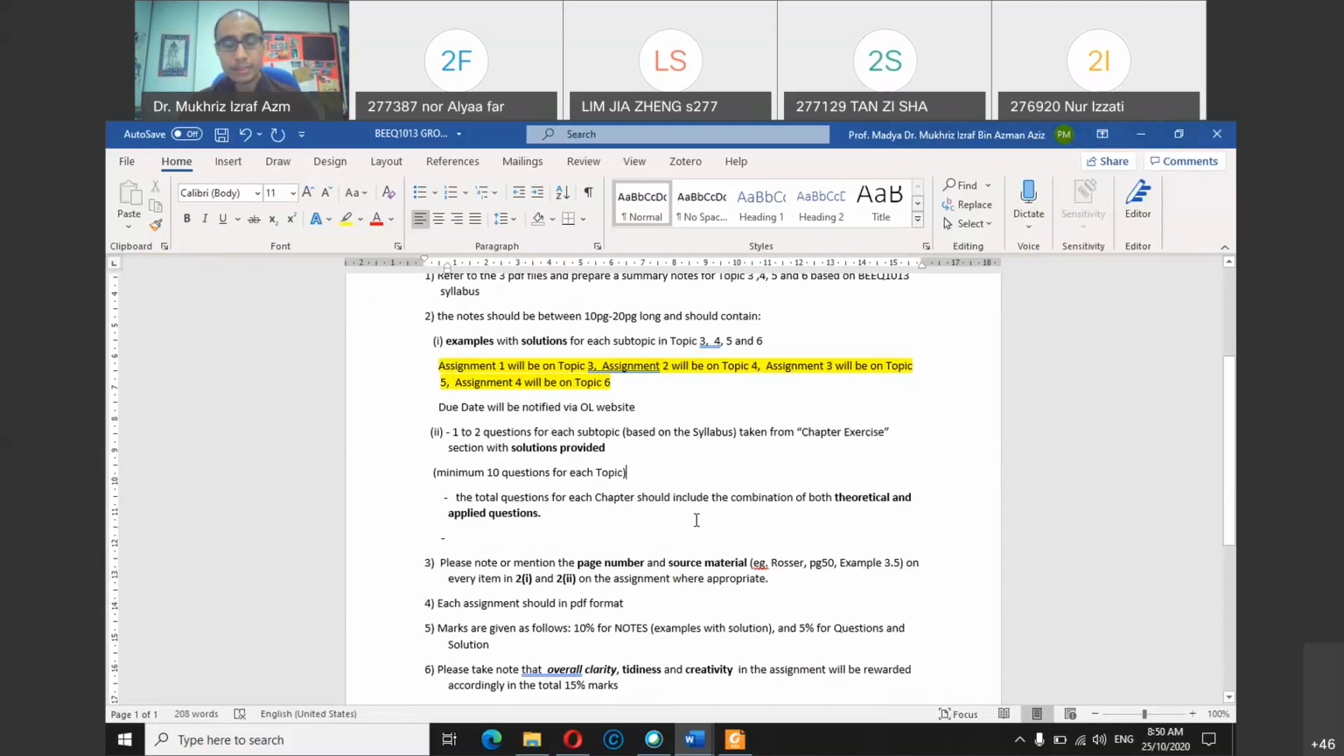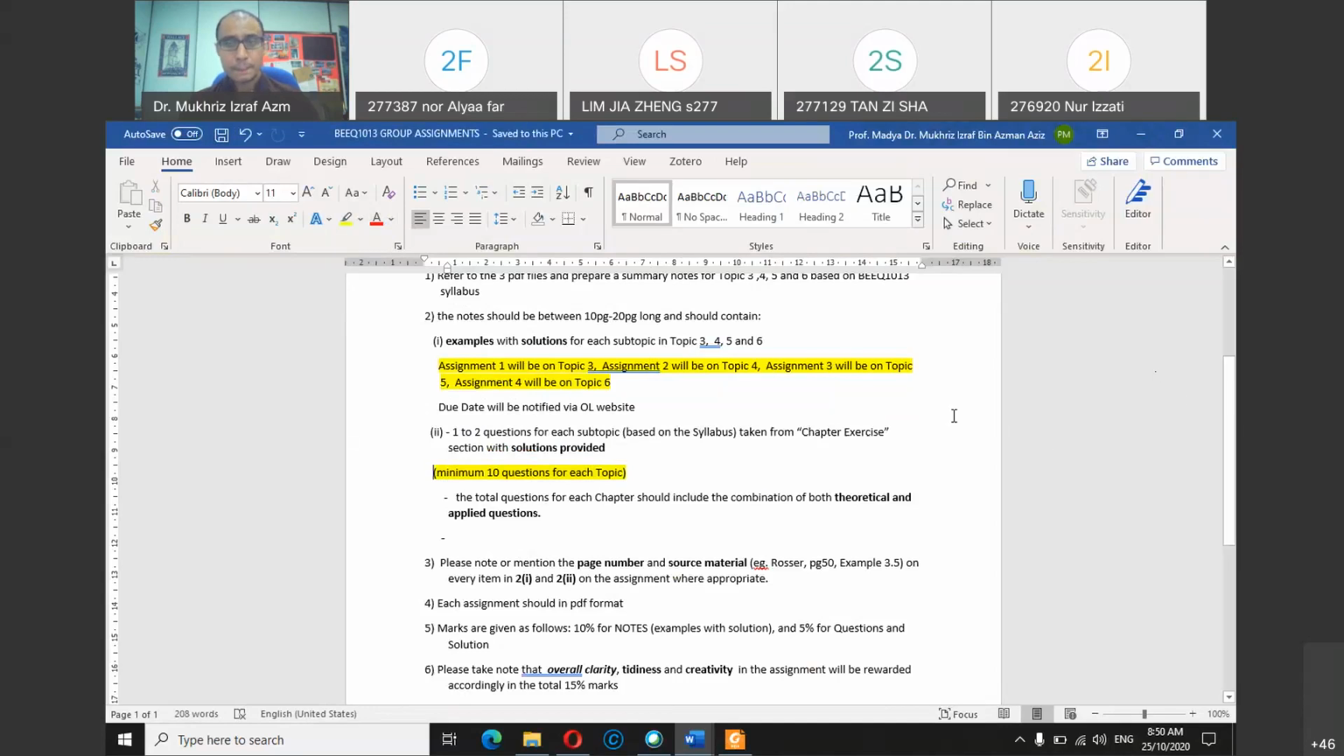Any comment or anything that you are not clear on this latest instruction? Anyone? Are you all sleeping?